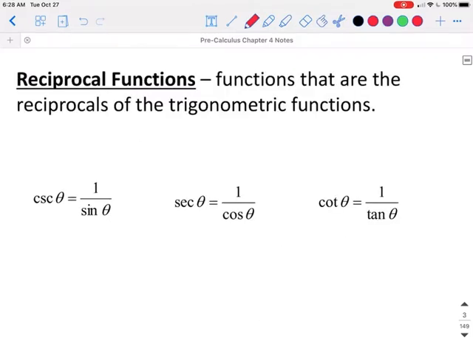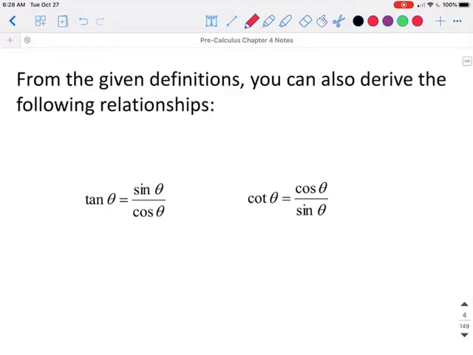So like I said, those are reciprocal functions. It means I can just take the fraction and flip it upside down. So cosecant is equal to 1 over sine of theta. Secant of theta is equal to 1 over cosine of theta. And cotangent of theta is equal to 1 over tangent. Now, from their given definitions, we can actually simplify these functions and derive tangent and cotangent using sine and cosine. So tangent is equal to sine over cosine, and cotangent is equal to cosine over sine.